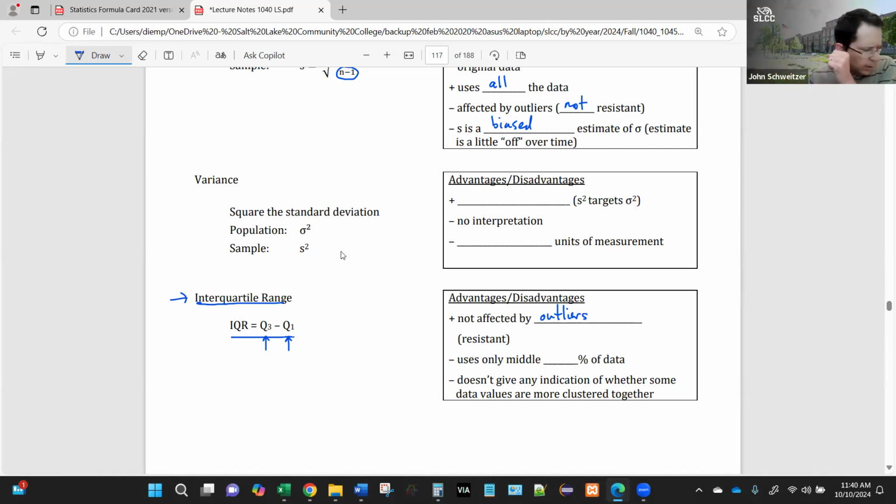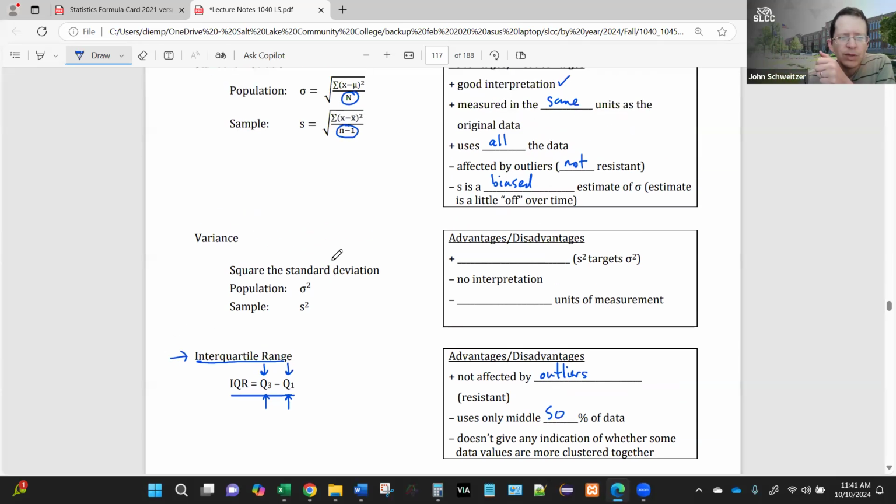Its weaknesses: it only uses the middle 50% of the data, right? Q3 is the 75th percentile, Q1 is the 25th percentile. So Q1 and Q3 are based entirely on that middle 50% of the data. And then finally, it doesn't really give any indication of whether or not some data values are more clustered together. So these are all ones I think make sense.